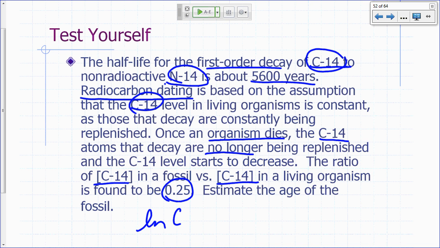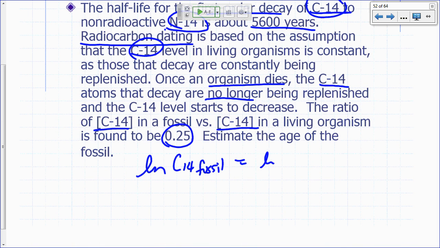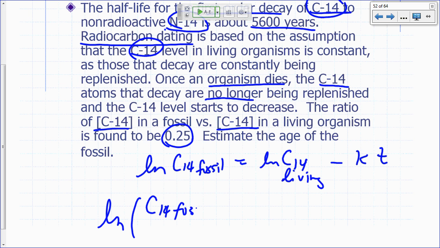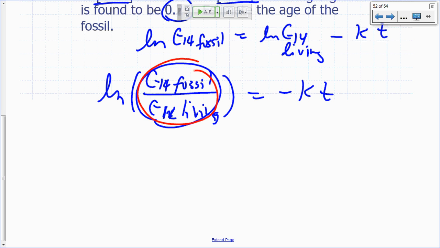Okay, so ln of carbon-14 in the fossil equals ln of carbon-14 in the living minus kT. So ln of carbon-14 in the fossil over carbon-14 in the living is equal to negative kT. What's the ratio of the fossil to the living? It's 0.25, right? That is equal to negative kT.